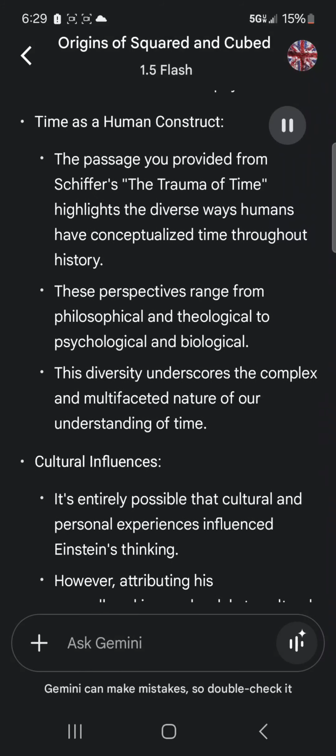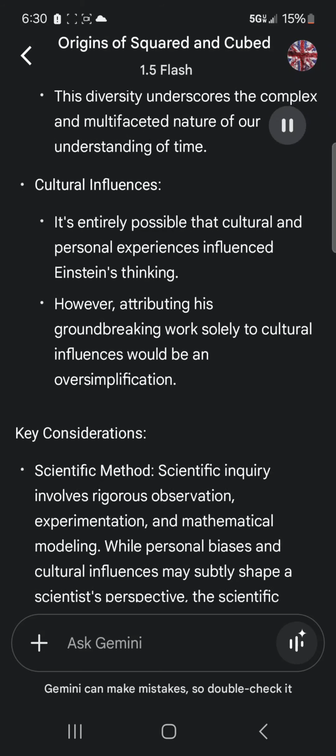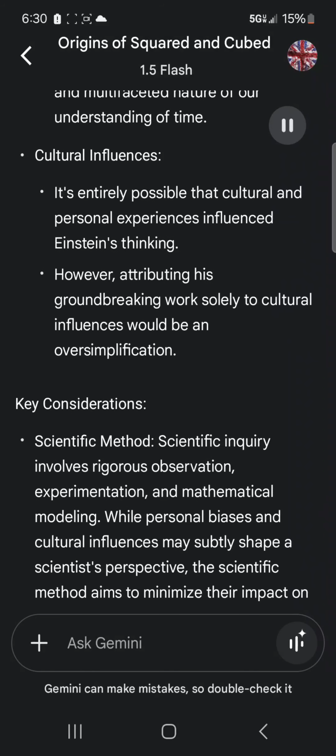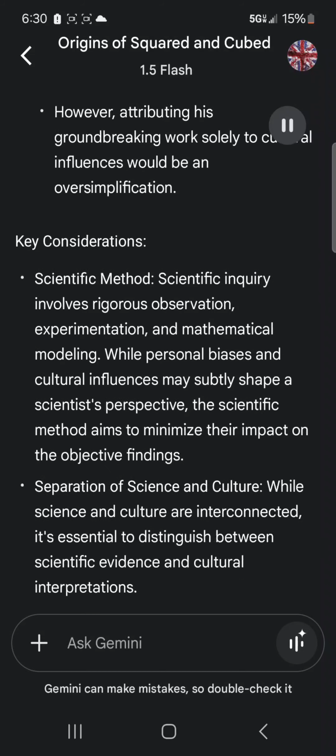Time is a human construct. The passage you provided from Schiffer's The Trauma of Time highlights the diverse ways humans have conceptualized time throughout history. These perspectives range from philosophical and theological to psychological and biological. This diversity underscores the complex and multifaceted nature of our understanding of time. Cultural influences. It's entirely possible that cultural and personal experiences influenced Einstein's thinking. However, attributing his groundbreaking work solely to cultural influences would be an oversimplification.